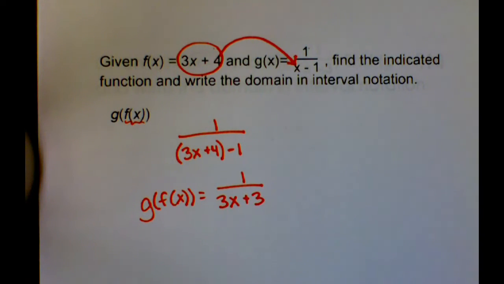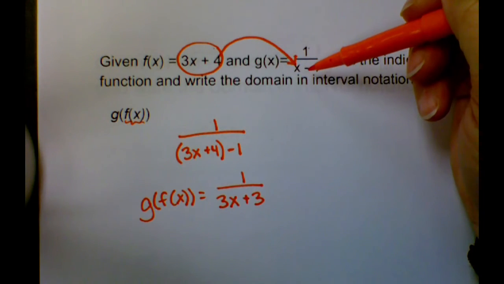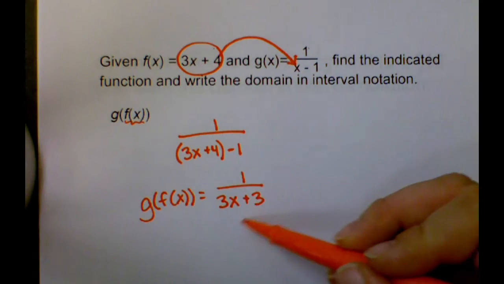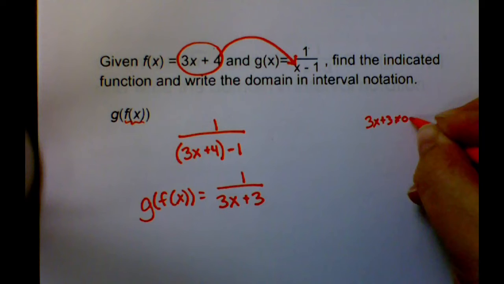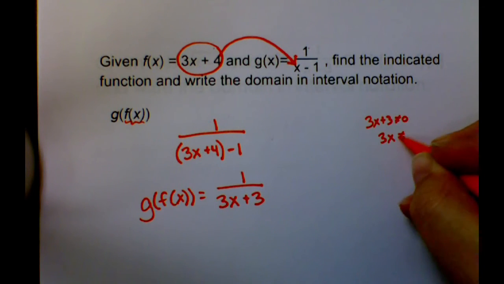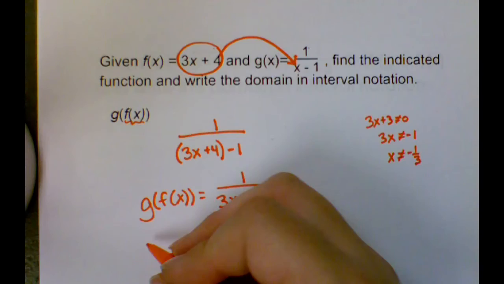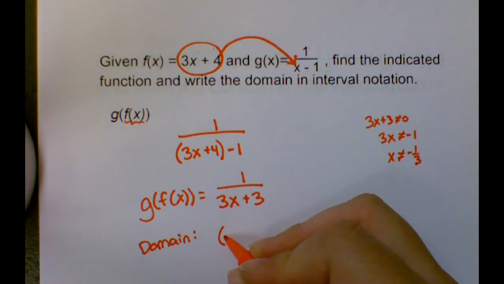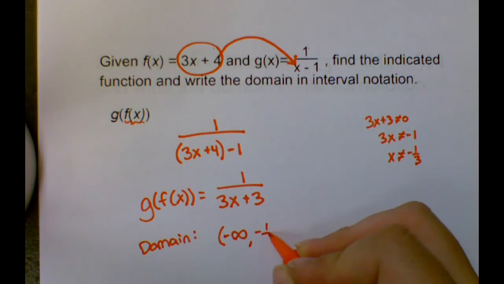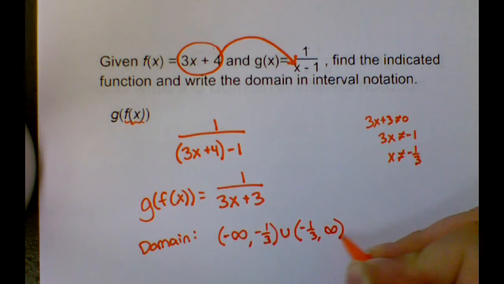Now this time we want to think about our new function. What values in the range of f of x aren't in the domain of g of x? Well, those will be whatever make this new denominator 0. So 3x plus 3 cannot equal 0. 3x cannot equal negative 1. x cannot equal negative 1/3. So to write our domain in interval notation, we take negative infinity to negative 1/3 or negative 1/3 to infinity.